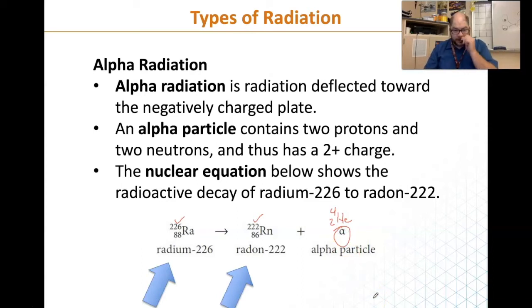Okay, so notice that we started with radium and we ended with something else. We started with the element radium, we ended with a different element, so that's a clear indication that there is a nuclear reaction going on, and in this case we're giving off an alpha particle.